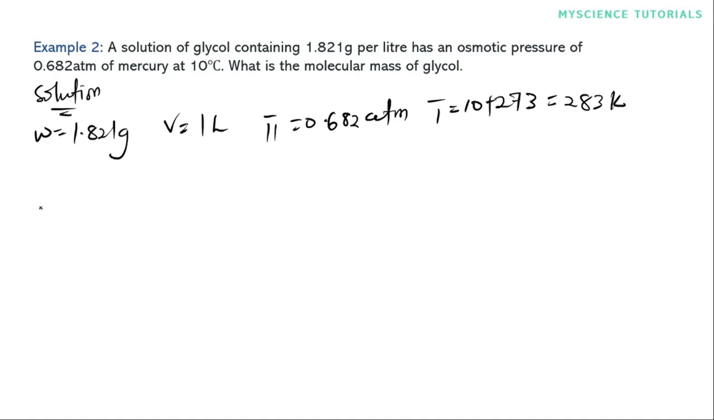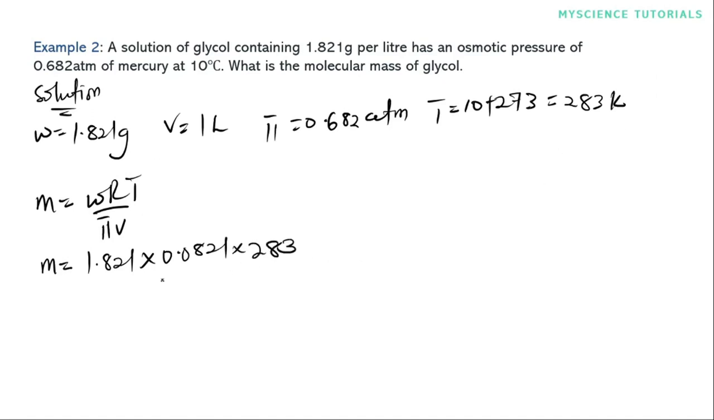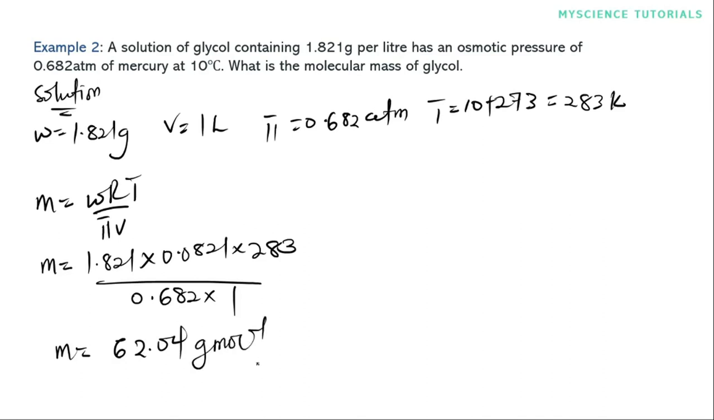So we have to calculate the molecular mass of glycol. We know the molecular mass will be M equals wRT over pi V. So we have w as 1.821, the mass of the solute, multiplied by the constant 0.0821, multiplied by the temperature we found, 283, divided by the osmotic pressure, 0.682, multiplied by the volume, which is 1. If we do the computation of all this, we get 62.04 gram per mole as the molecular mass of glycol.